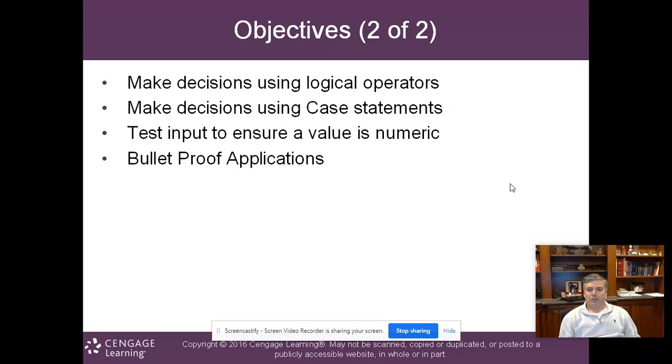We'll talk about testing input to ensure a value is numeric, and bulletproof applications. And those 2 things kind of go hand in hand. Like I said before, with this chapter, our applications are going to get a lot cleaner, and we're going to do a lot of checking and validating to make sure that whatever the user puts into that text box when you click calculate, the application does not crash.